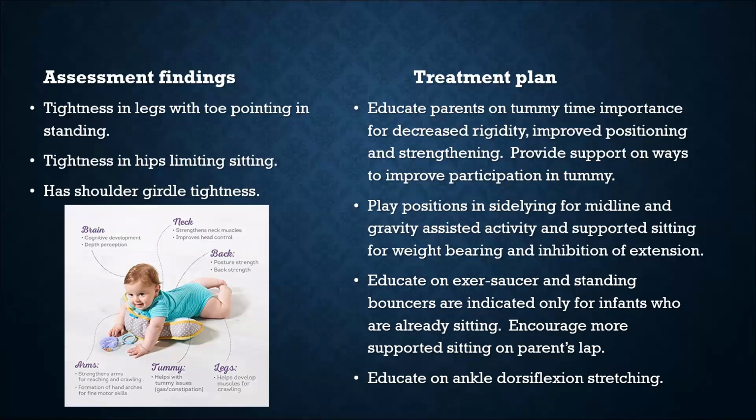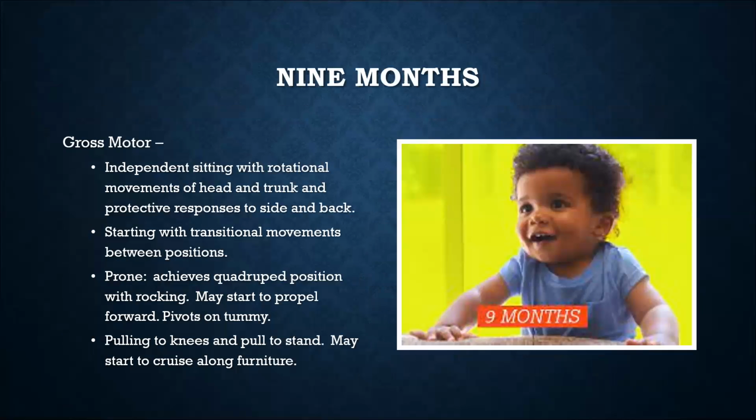And then because of that toe pointing, you'll want to do some toes to nose, so just bringing the toes to the nose, and you'll want to do that several times with each diaper change. All right, at 9 months, moving on, we've got gross motor for the more mobile child.